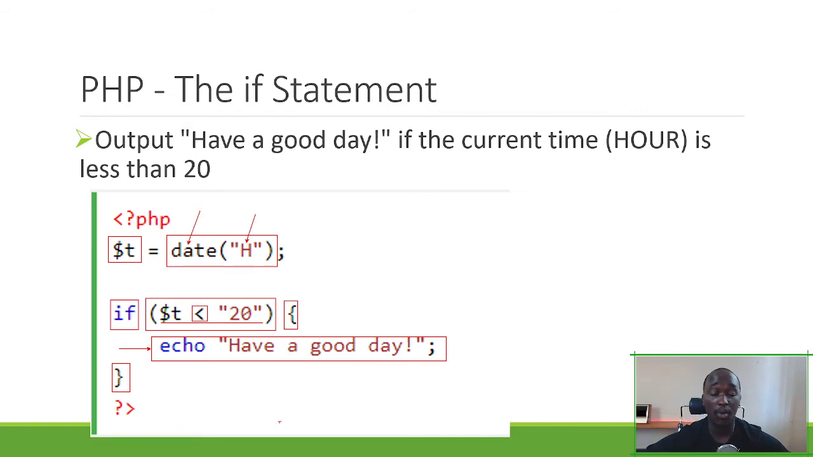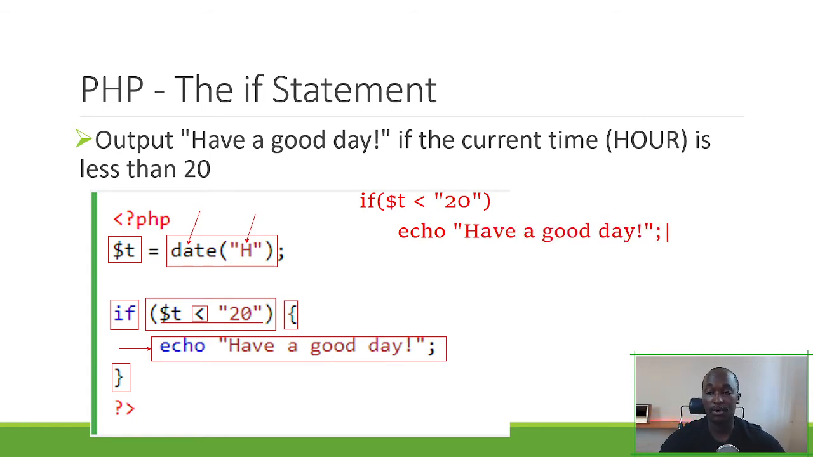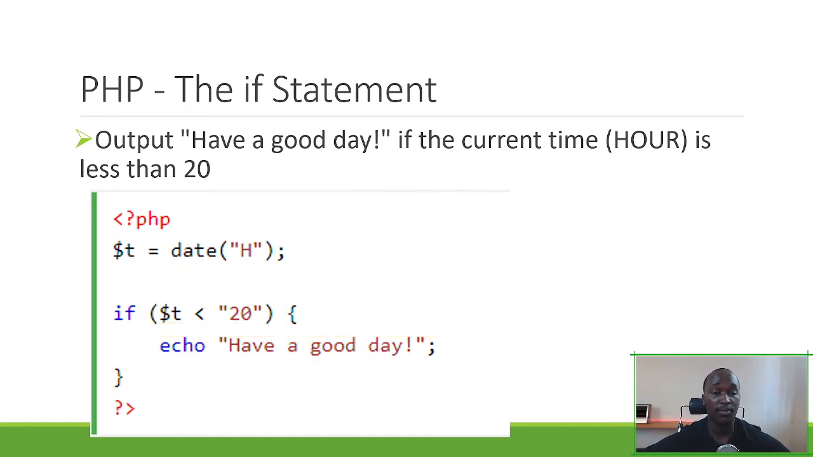But if you have more than one statement after it that needs to be executed, then you must include the curly brackets. What that means is that this particular code can also be written as if t is less than 20, then enter, and it's always good to indent, echo have a good day, just like that. You can write this if statement like that if it just has one statement inside it. Okay, so that's how we write the if statement.